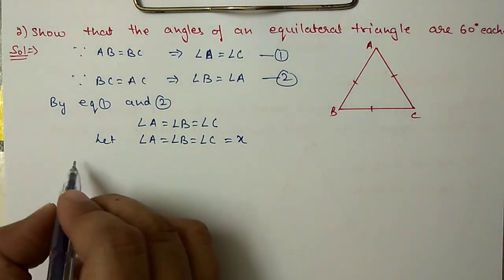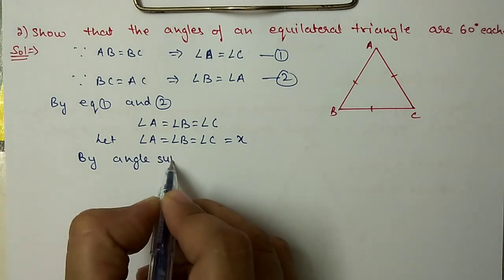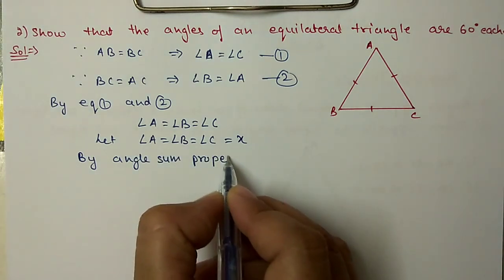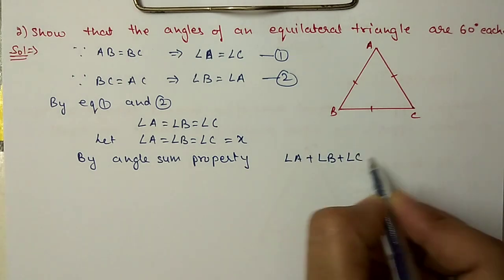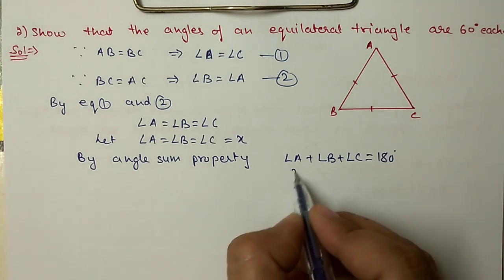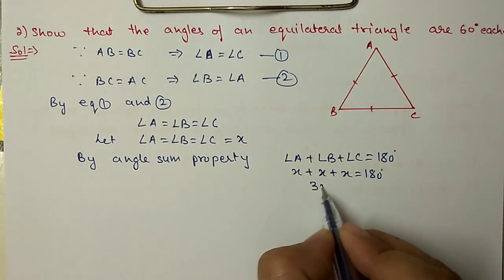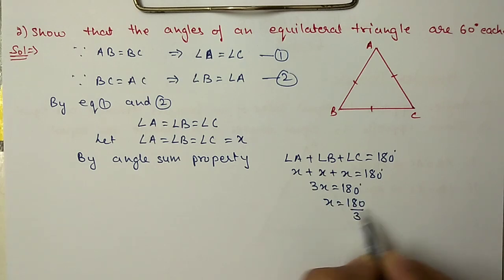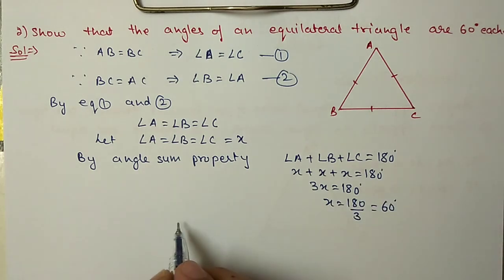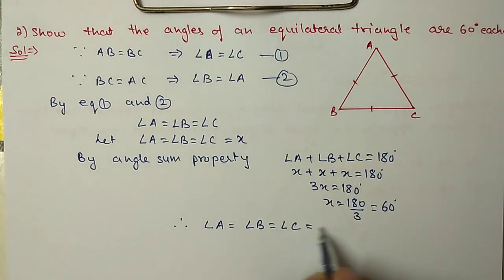Now we can use the angle sum property. By angle sum property, angle A plus angle B plus angle C is equal to 180 degrees. So x plus x plus x is equal to 180. 3x is equal to 180 degrees. So x value will be 180 divided by 3, equal to 60 degrees. So we got here angle A, angle B and angle C, all three angles are equal to 60 degrees.